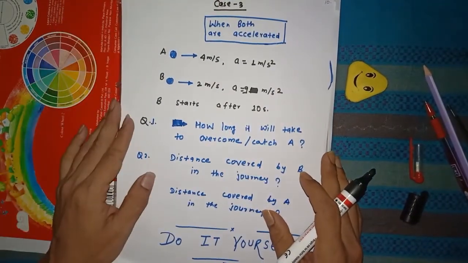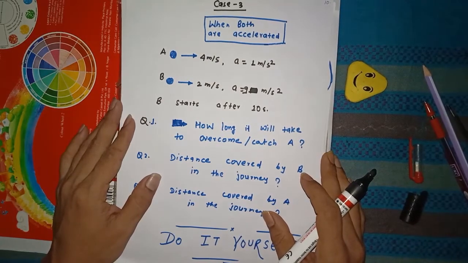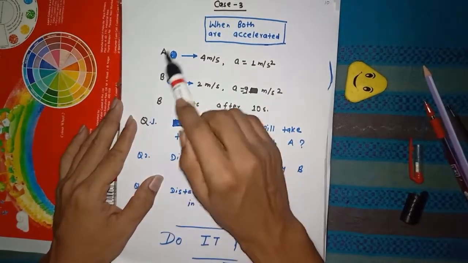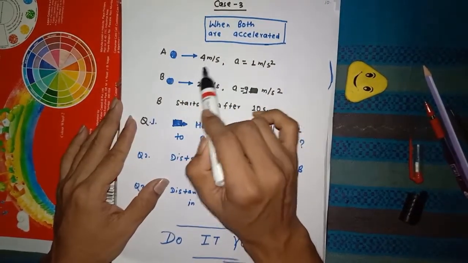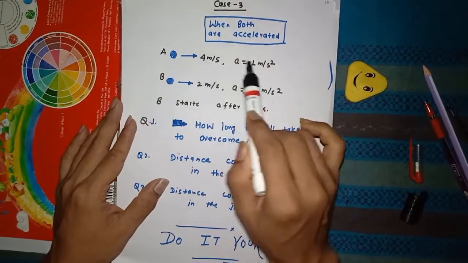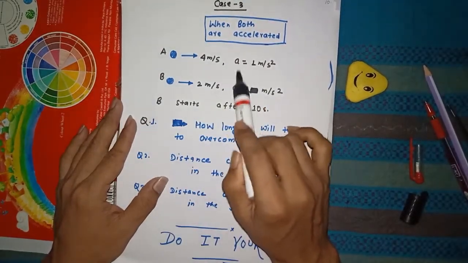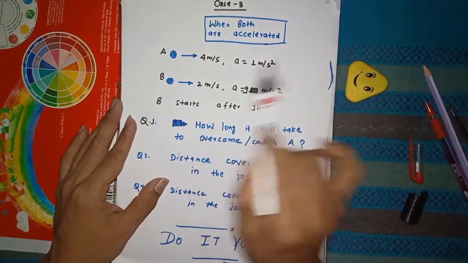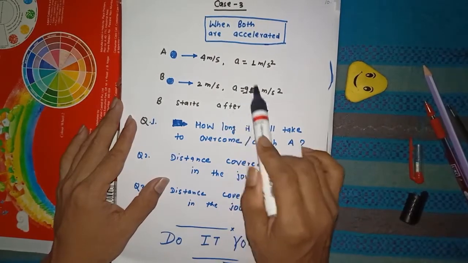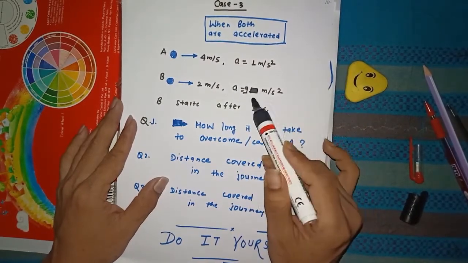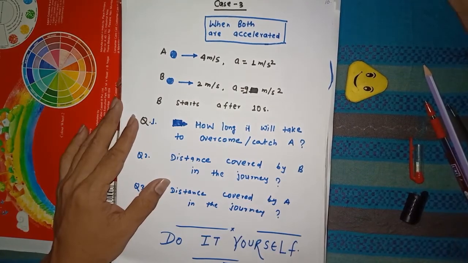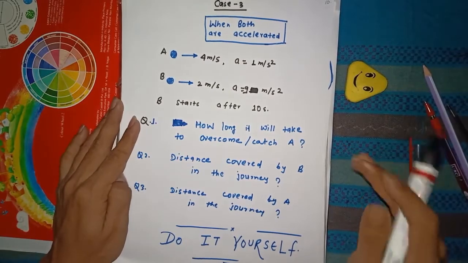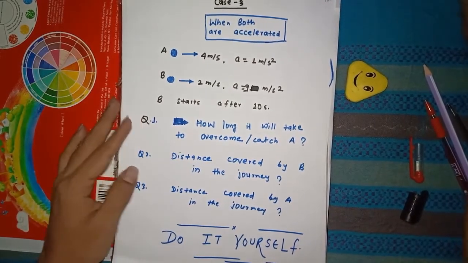So now I am giving you questions for solving by yourself when both are accelerated. I am giving you a situation that the thief is moving with initial velocity 4 meter per second, but it increases its speed at the rate of 1 meter per second squared. But police is moving with initial speed 2 meter per second in the same direction and with the acceleration of 9 meter per second squared. But B starts after 10 seconds. In how long will it overtake and catch A, or distance covered by B in the whole journey, or distance covered by A in the whole journey. You have to find out.